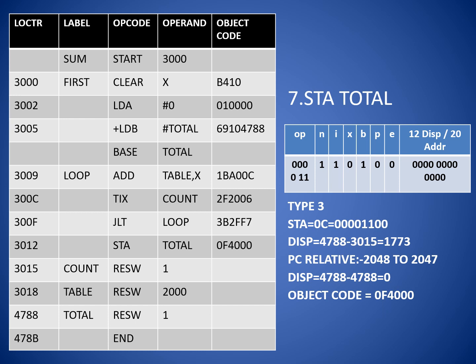If the displacement had fallen in the value between minus 2048 to 2047, the program counter value would have been 1. Since it does not fall in the limit, the base value is set to 1. So by grouping the 4 bits, we get the object code as 0F4000 for the current instruction.